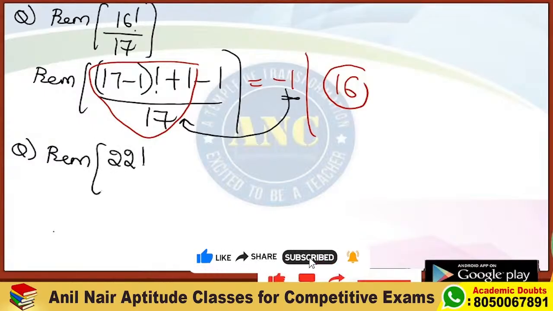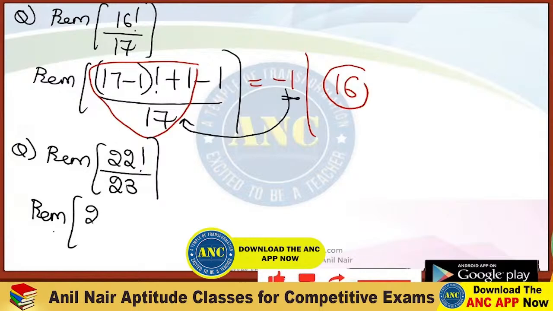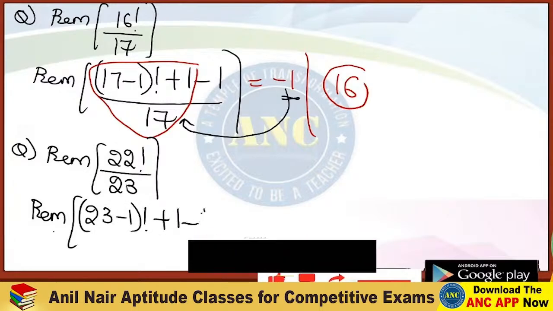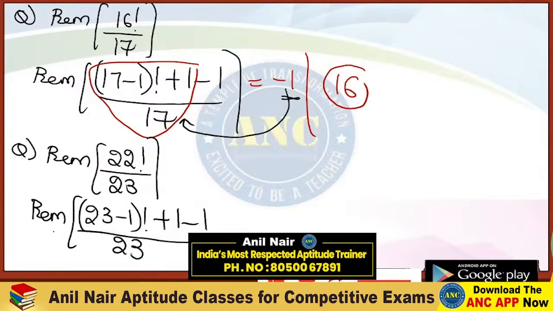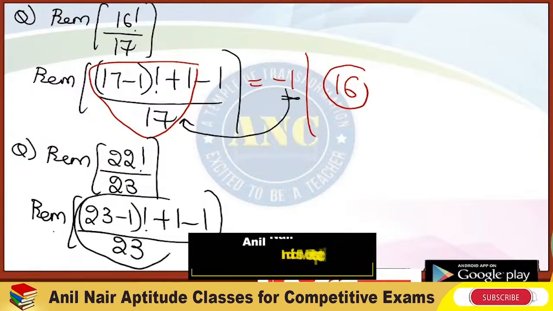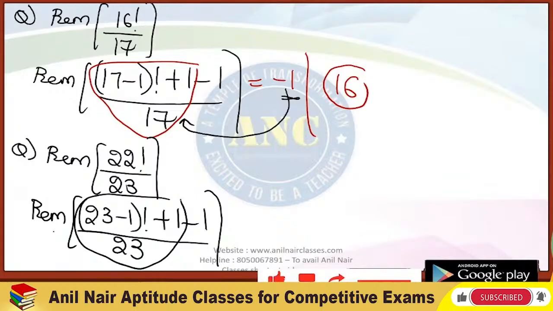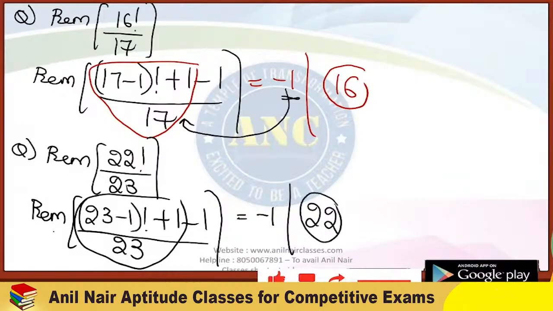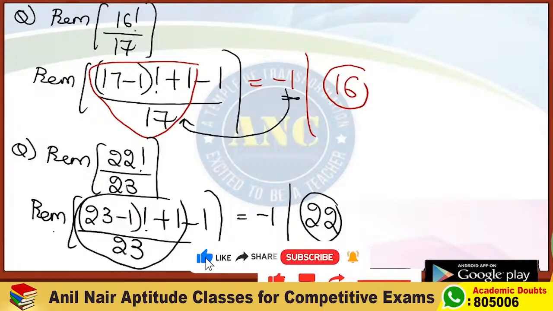Remainder when 22 factorial is divided by 23. This is nothing but (23 minus 1) factorial plus 1 minus 1, divided by 23. (P minus 1) factorial plus 1 divided by P is 0. Again it is minus 1, so 23 minus 1. What is the positive remainder? 22.